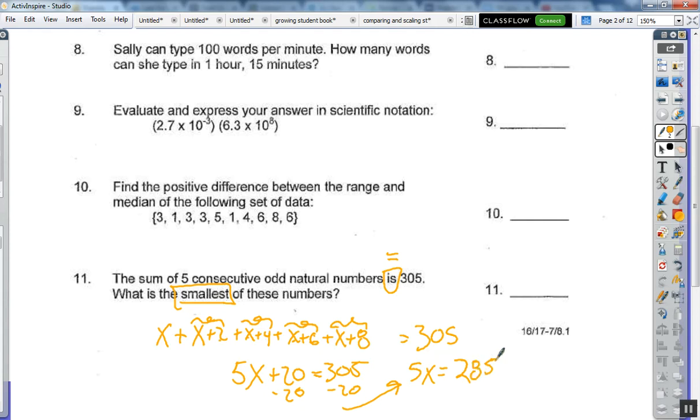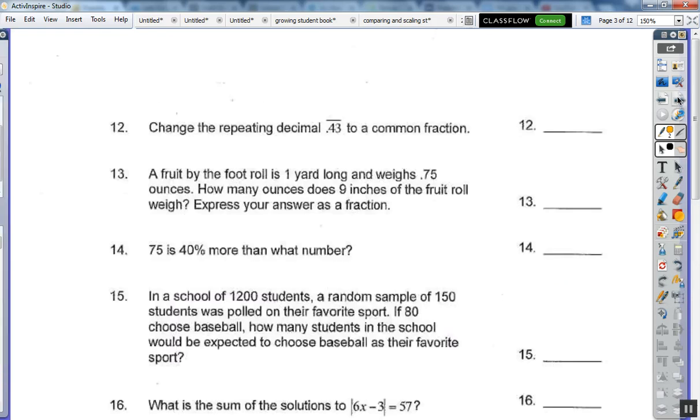285. What's the opposite of multiplying x by 5? Dividing x by 5. So we divide both sides by 5. And we get x is equal to, well, 5 goes into 28 5 times, carry the 3. 5 goes into 35 7 times, so it's 57, our smallest number. Woohoo! Let's go on to the next problem. I'm having so much fun here.